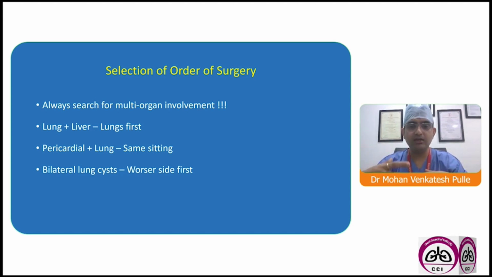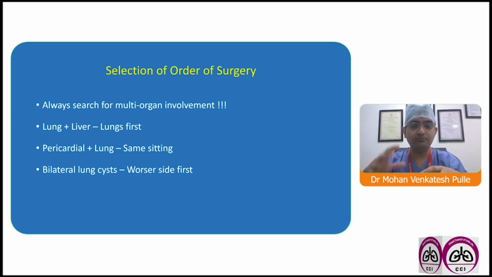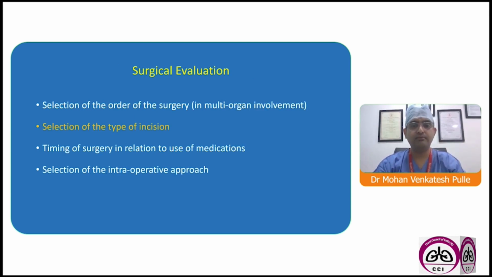And the third thing, we often see such conditions where there is bilateral hydatid lung cyst. The rule that we follow is that the worse side should be operated first. The lungs which are very tense and going to rupture, those sides we have to operate first, and then in the same sitting or sequentially we can operate the opposite side.